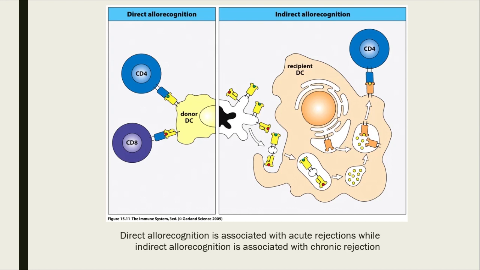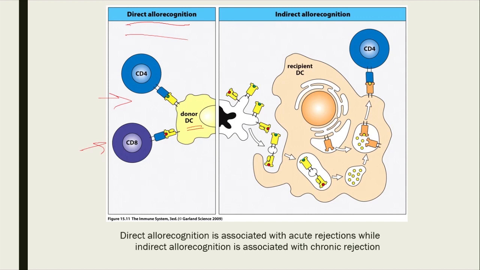There are different types of so-called allorecognition, recognizing the foreign or donor type of HLA. The first one is direct allorecognition. The graph shows your recipient CD4 or CD8 T cell directly binding to donor cells. In many cases this is the dendritic cell, the antigen presenting cell, being directly recognized.